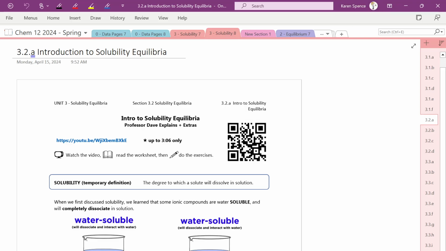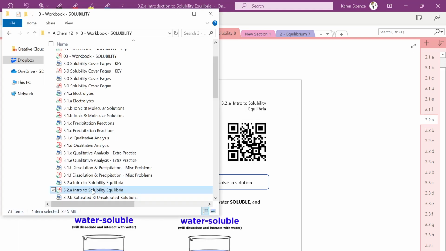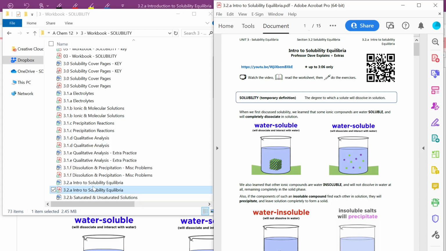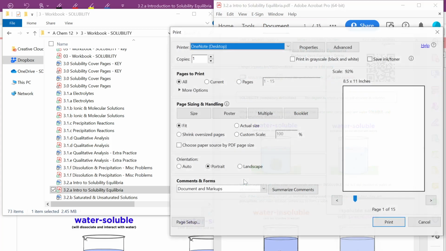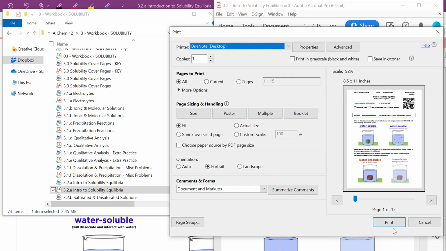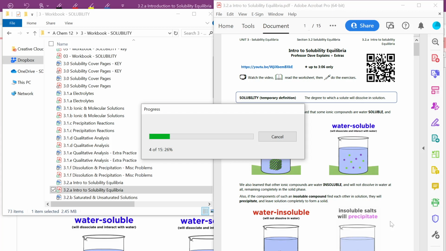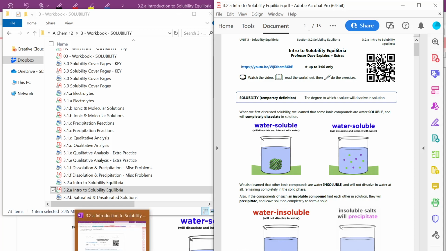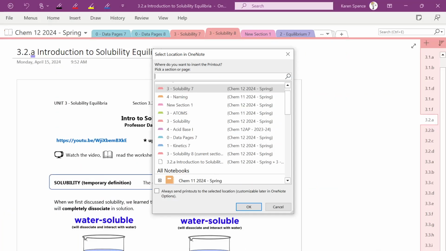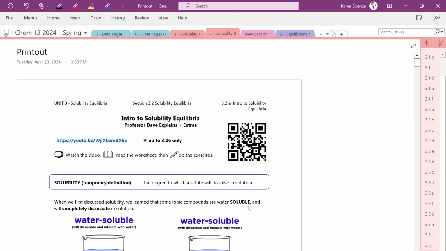And in fact, that reminds me, I need to print the good copy onto OneNote. Print. Print. Current section. Okay. There we go. All right.